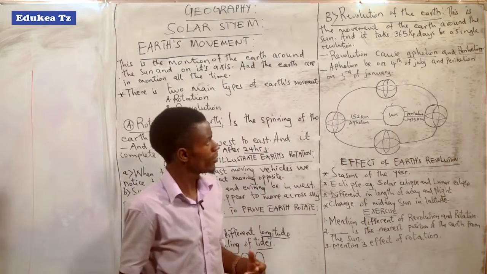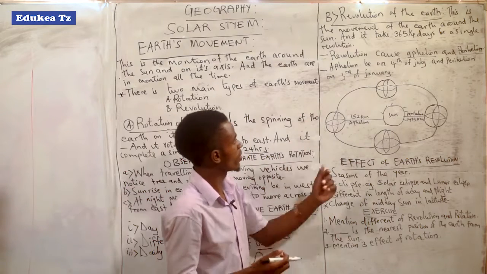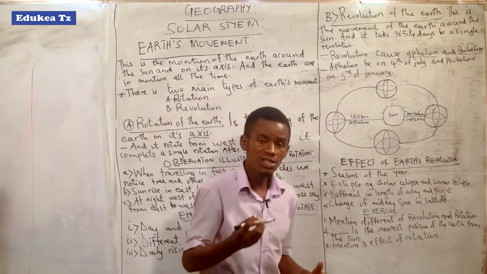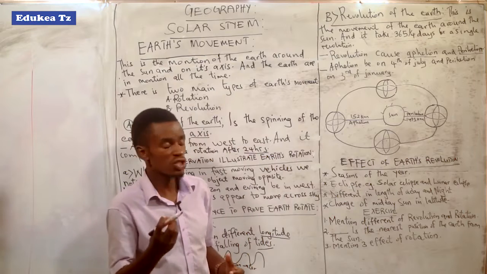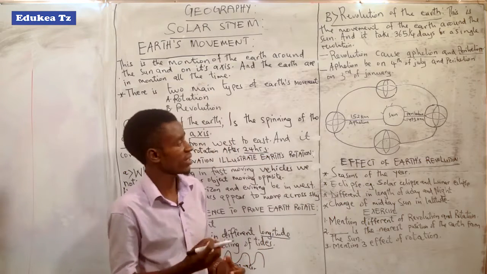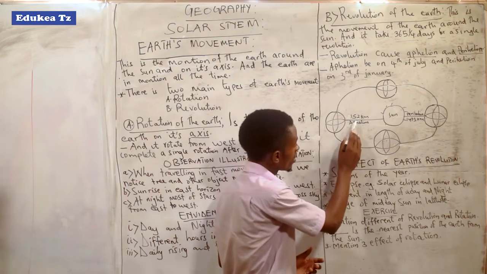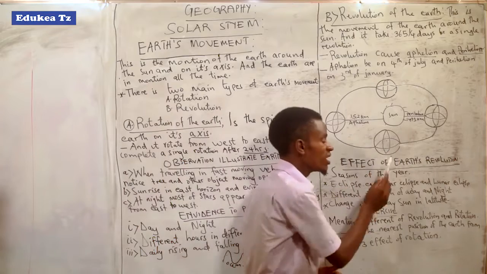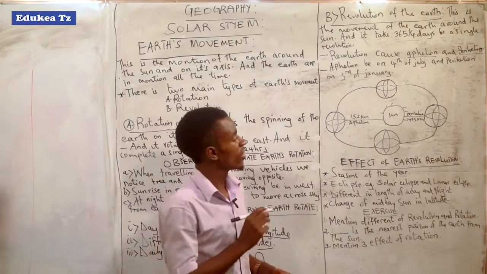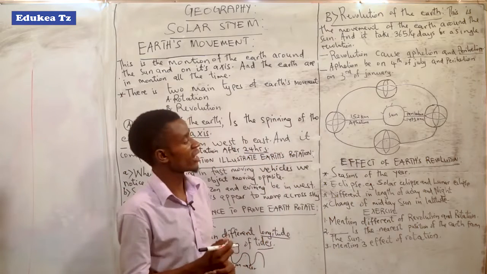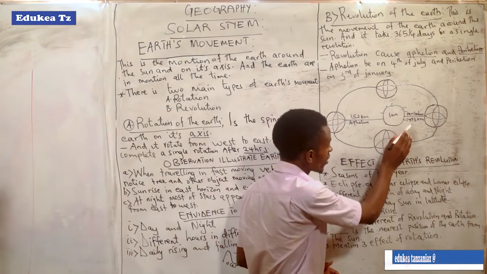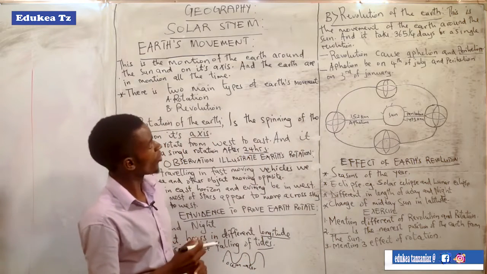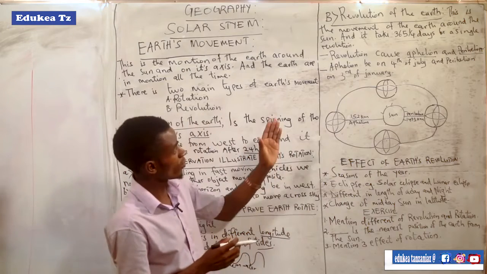You may also be asked to give the definitions of aphelion and perihelion. As I told you, I repeat that aphelion is the farthest position of the Earth from the sun, and it is 152 million kilometers. And the definition of perihelion is the nearest position of the Earth from the sun, and it is almost 147.3 million kilometers. So that is all about the revolution of the Earth and aphelion and perihelion.